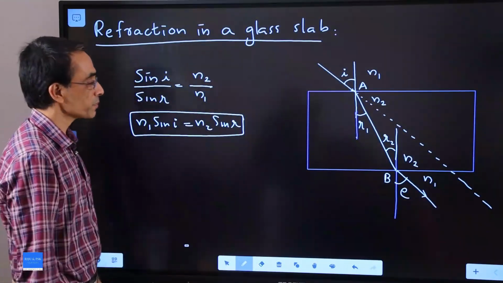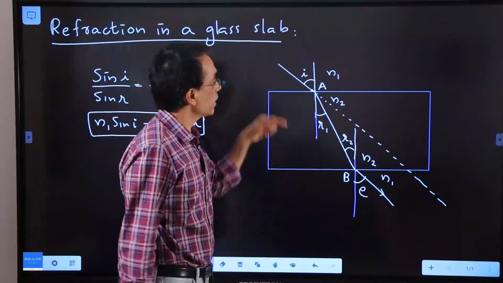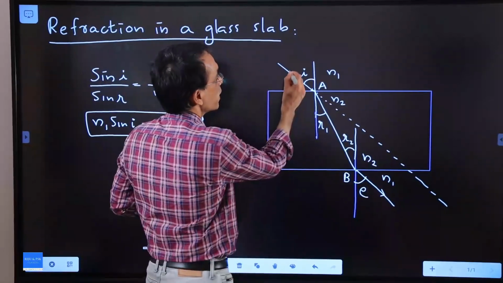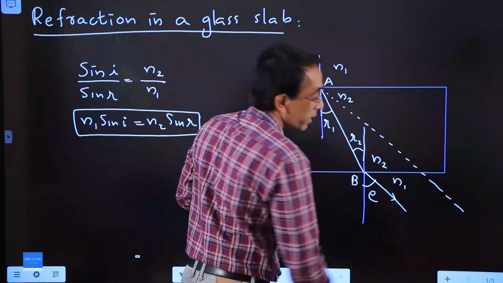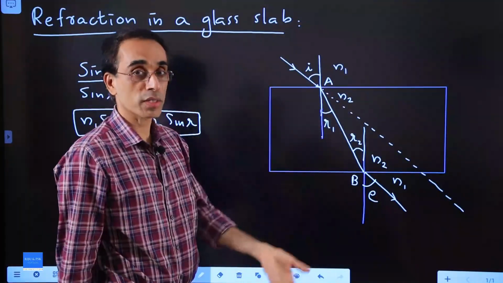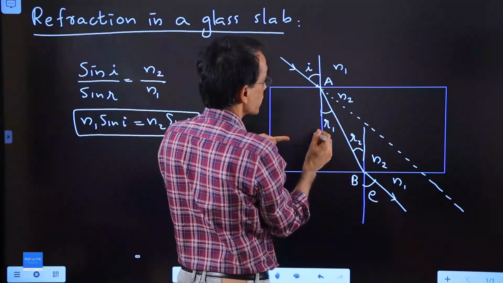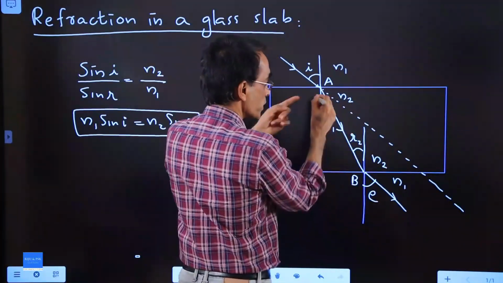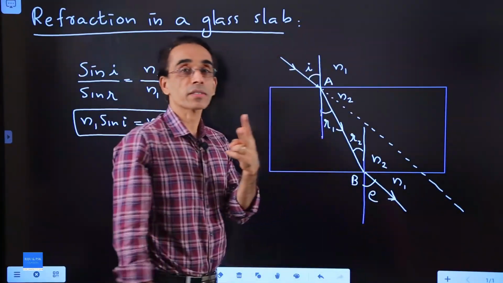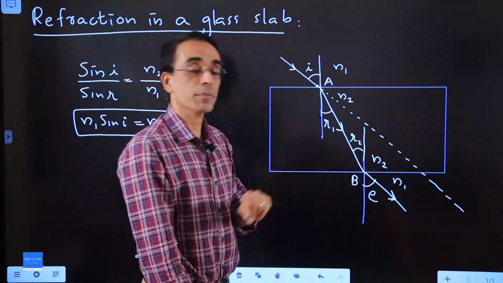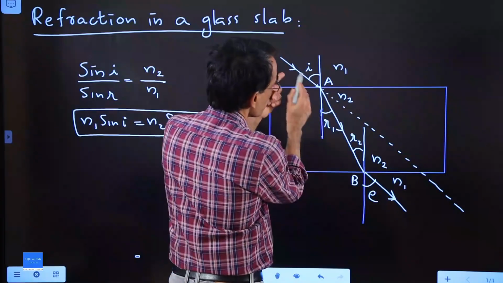I will tell you why. Consider a glass slab. There is a light ray incident. This is the incident light ray. This light ray would have gone straight if the slab were not there. But due to the presence of the slab, this is air, this is glass, the light ray bends towards the normal. From glass to air, it bends away from the normal. Two refractions, one at A, another at B. This is the actual path of the light, but this is the new path of the light.